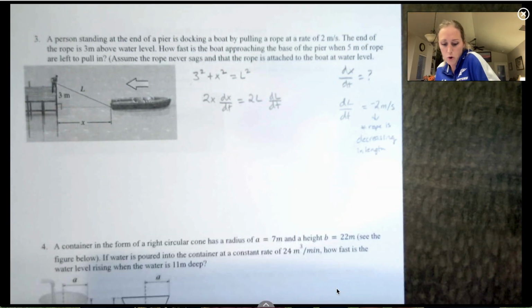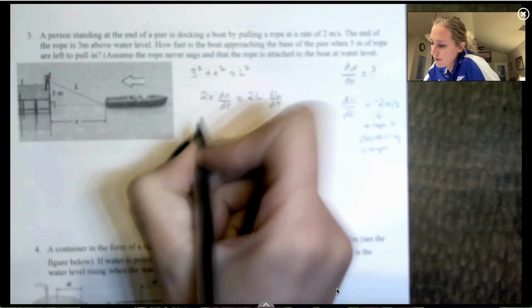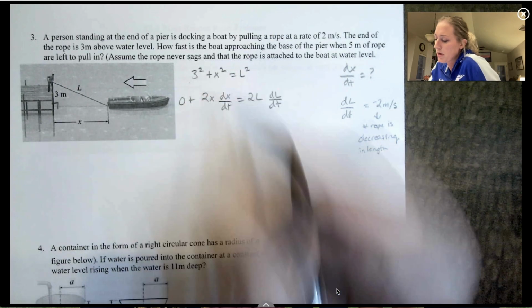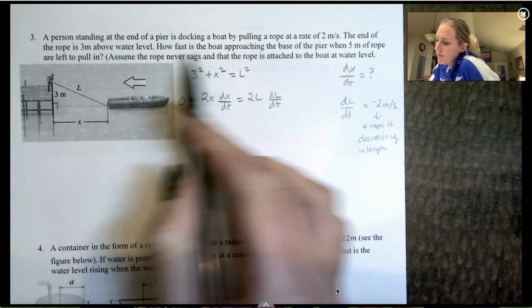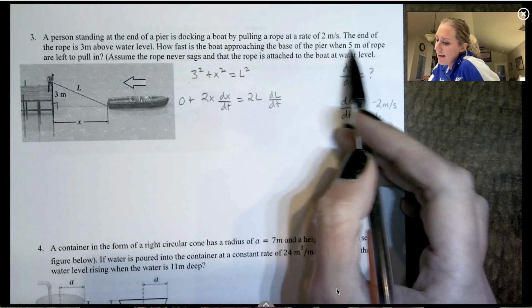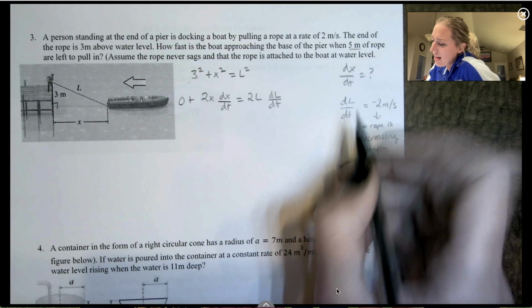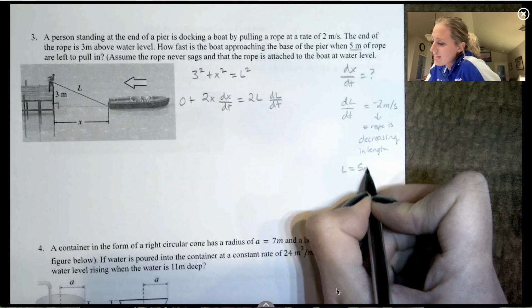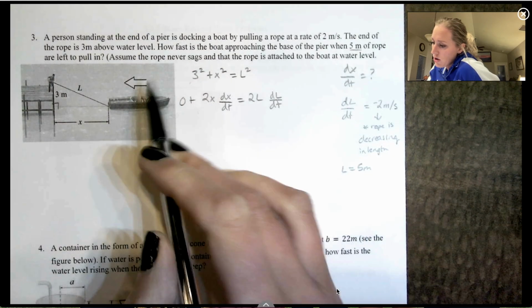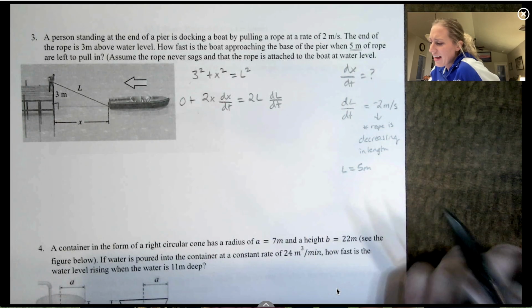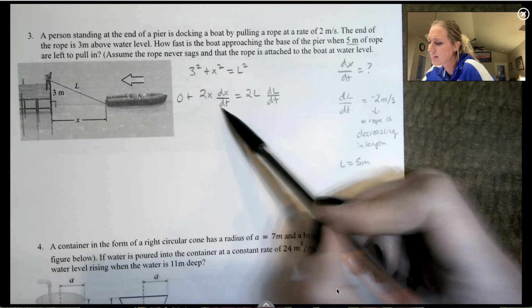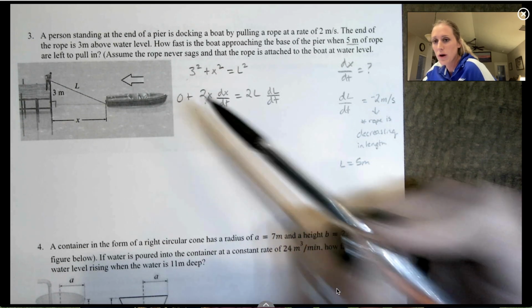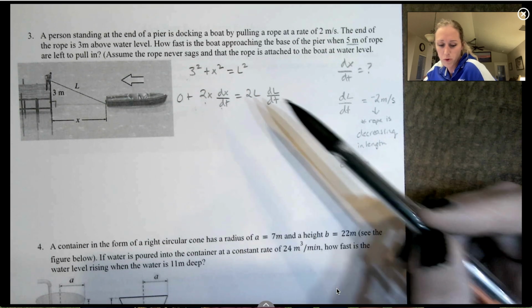Now we're going to plug in what we know, and I'll write 0 plus so you can see where that went. We are asking how fast the boat is approaching when 5 meters of rope are left pulling, so this is our L: 5 meters at this instant. And they're asking what is x? Wait a second, I have two things I don't know: dx/dt and x. Well, actually, we do know a few more things.